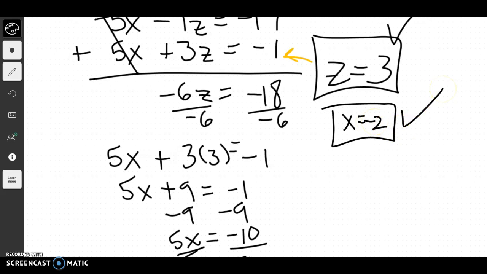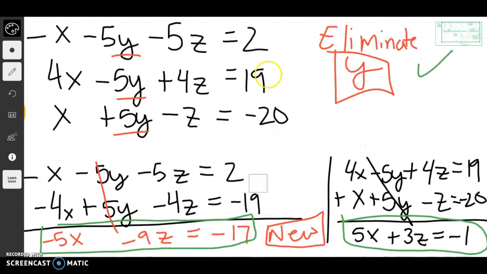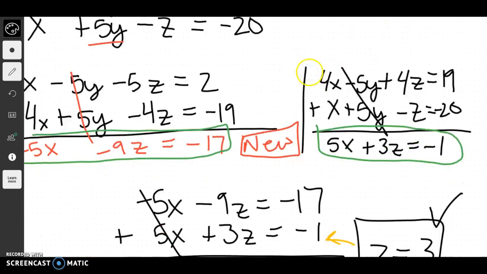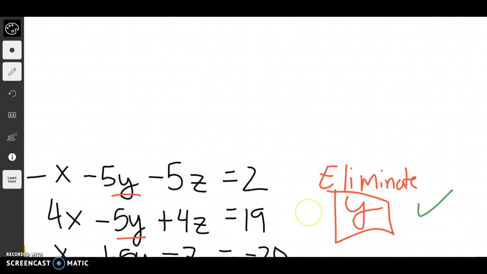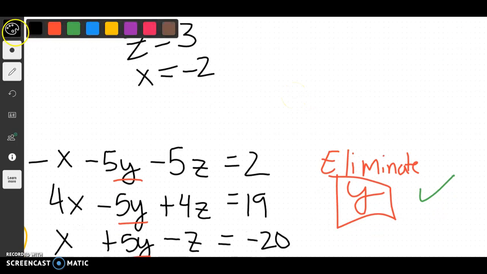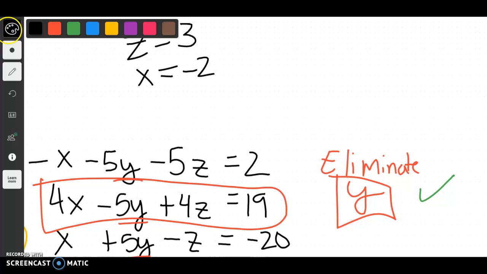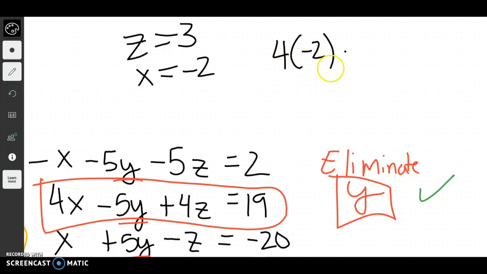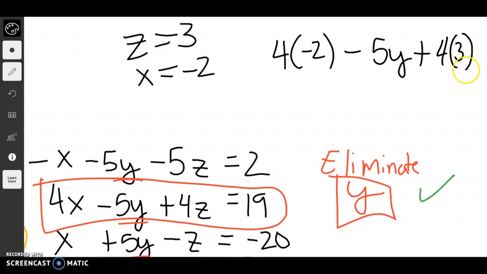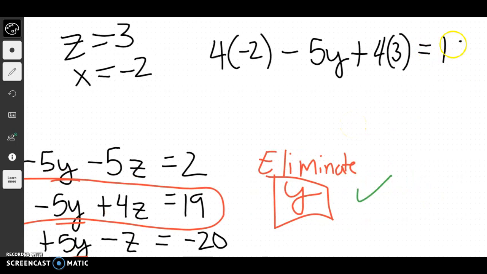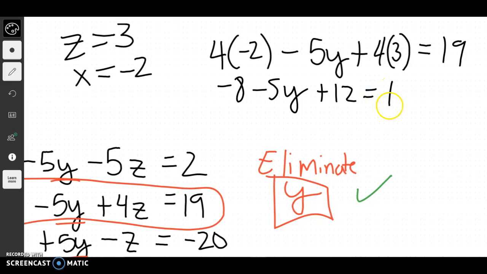And now we will take these two things and plug them into one of our original equations. So I'm just going to write what we had before, which was z equals 3 and x equals negative 2. And we'll plug it into one of the equations. I'm going to pick this equation because it looks the nicest. So when we plug all that stuff in, we would get 4 times negative 2 minus 5y plus 4 times 3 equals 19. That'd be negative 8 minus 5y plus 12 equals 19.